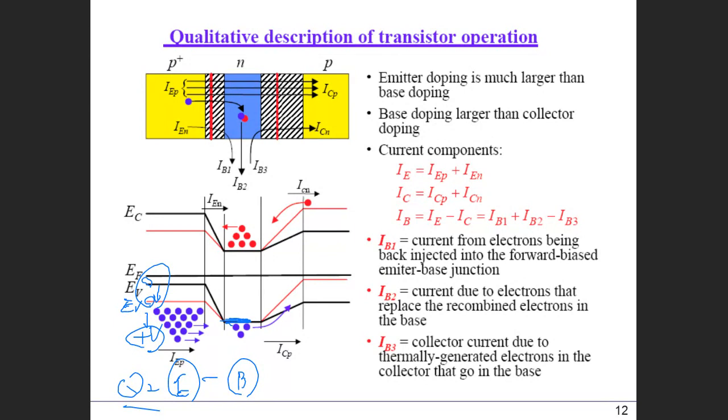Now a similar question: if you look at the collector and base, can you tell me how you apply the bias in the collector and base? So can you answer me?